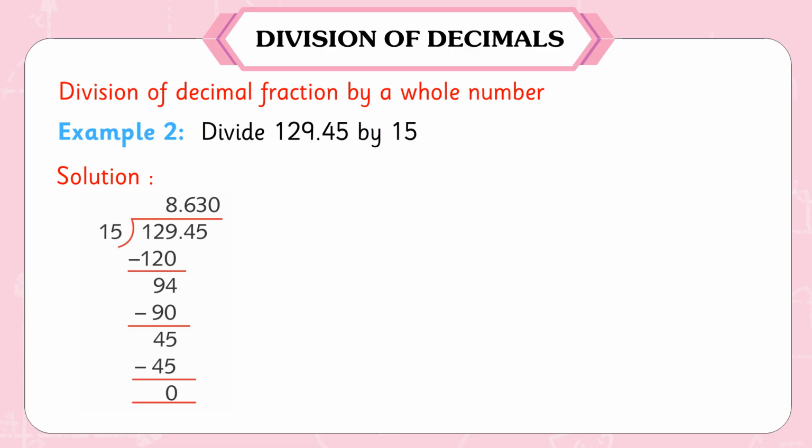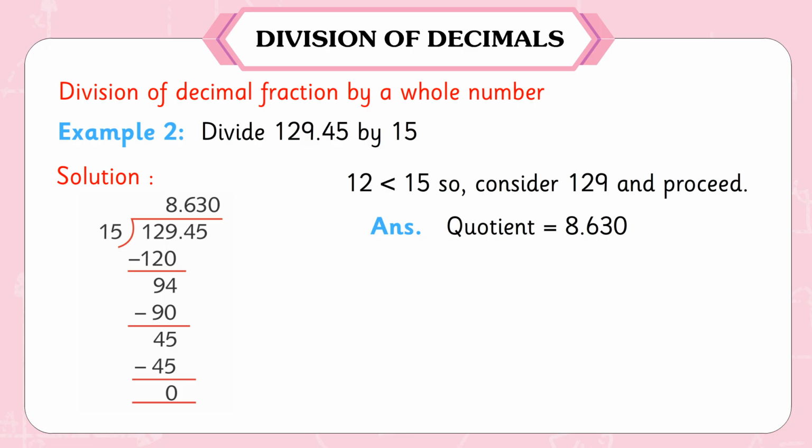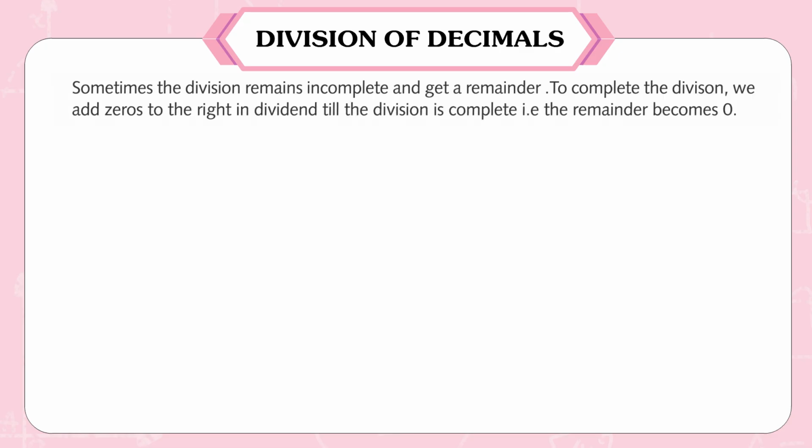8.630 minus 120 upon 94 minus 90 upon 45 minus 45. 0. 12 is less than 15. So, consider 129 and proceed. Answer. Quotient is equal to 8.63. Sometimes the division remains incomplete and we get a remainder. To complete the division, we add zeros to the right in the dividend till the division is complete. That is, the remainder becomes 0.